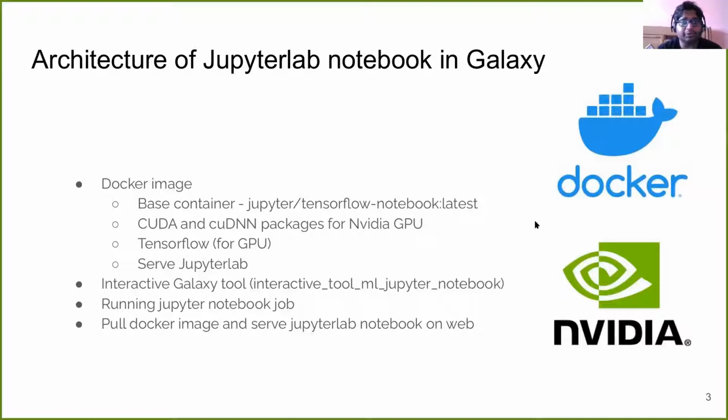After building this Docker image, we have created a tool, interactive tool ML Jupyter Notebook, and it is hosted in Galaxy EU. This notebook pulls the Docker image that we just discussed and then creates a notebook job that keeps running. As long as the job is running, the Jupyter notebook is open. And then while this job is running, it pulls the Docker image and serves a Jupyter Notebook Lab on the web. We will see how we create such a notebook job, and then this job will open our Jupyter Lab notebook.